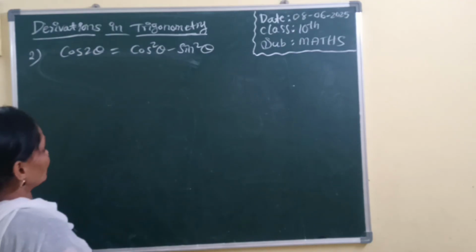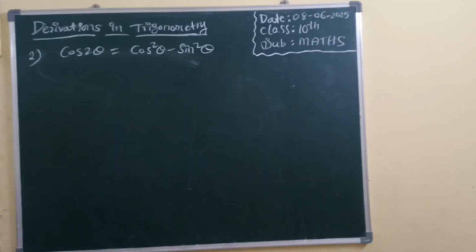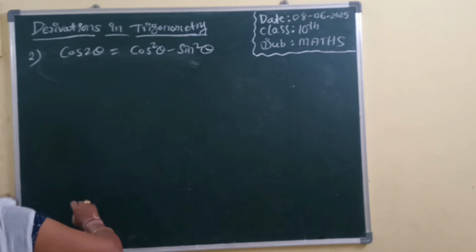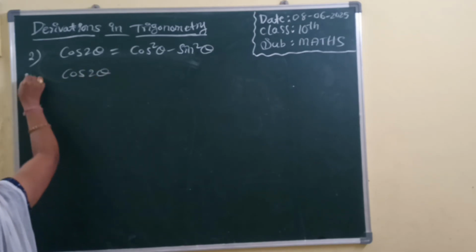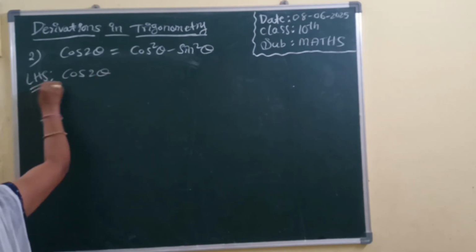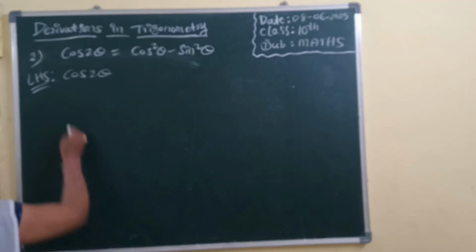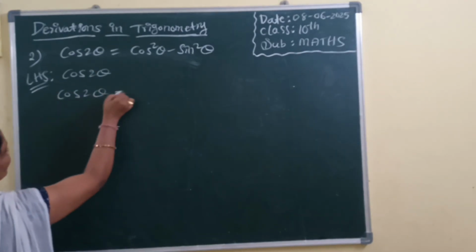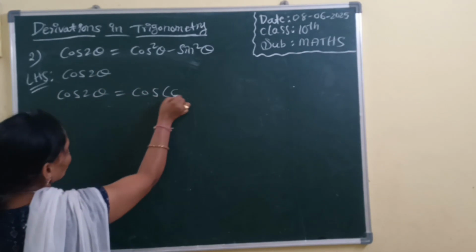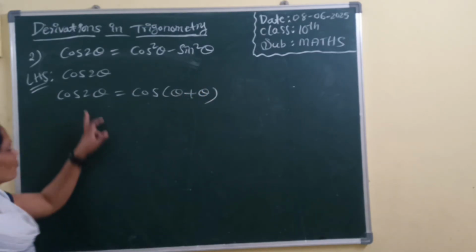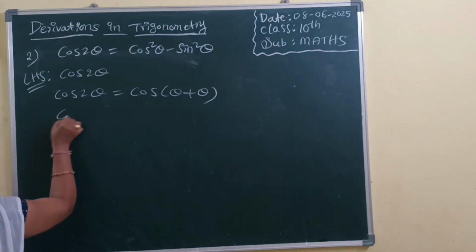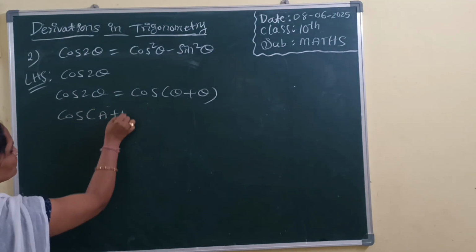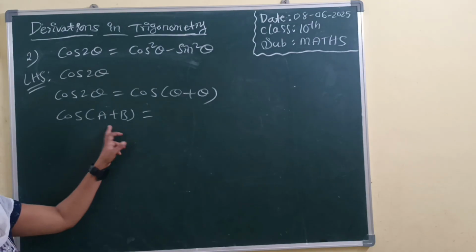So how will it come? Let us see. For that we can use cos 2 theta. I am taking LHS. Now cos 2 theta we can write as cos of theta plus theta. 2 theta I am writing as theta plus theta. Now it is in the form of cos a plus b.